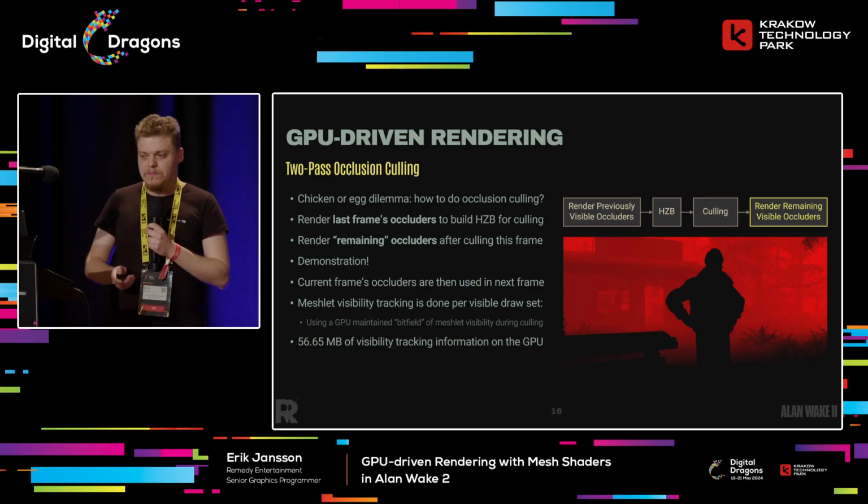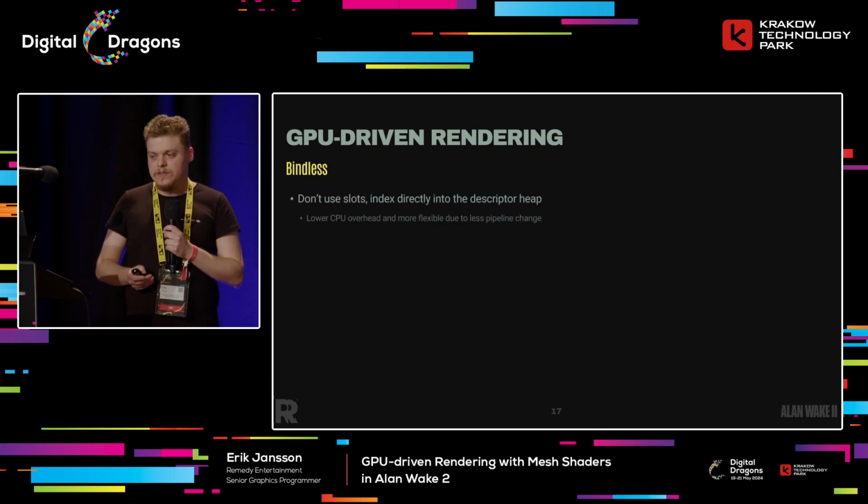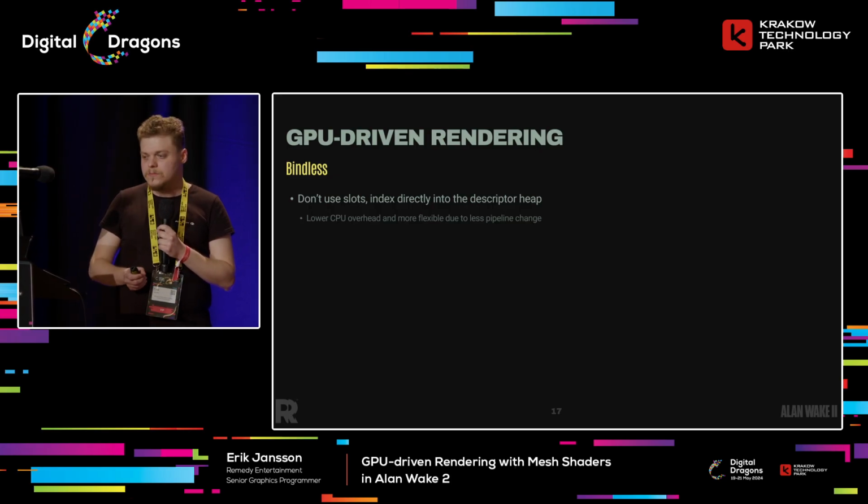Something else that you'll have to think about when making your own GPU-driven renderer is bindless. The general idea with bindless is that you don't really want to do individual bindings. You want to index directly into a descriptor heap. This leads to lower CPU overhead because you don't need to bind individual slots. And it's also more flexible. You can reuse the same pipeline. I think we have maybe 3 or 4 pipelines in our renderer, so it's quite lightweight.